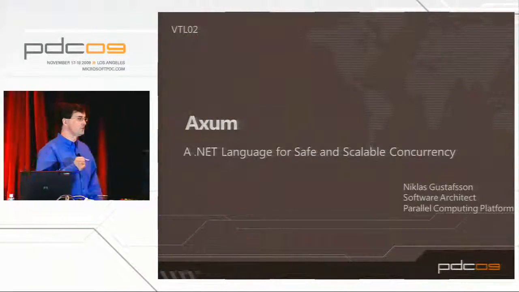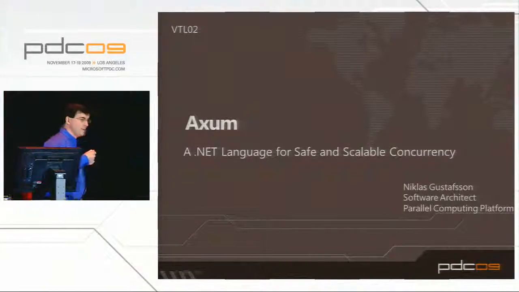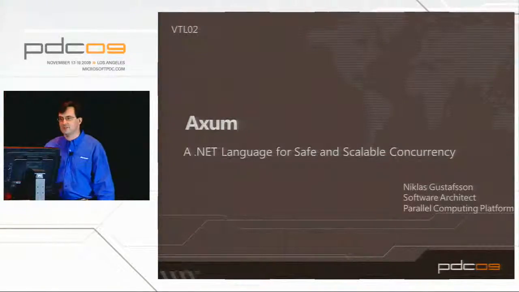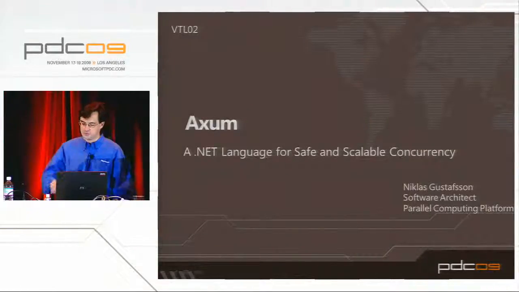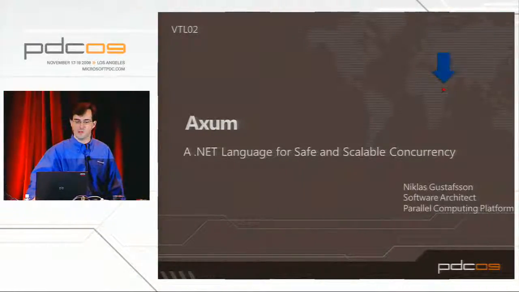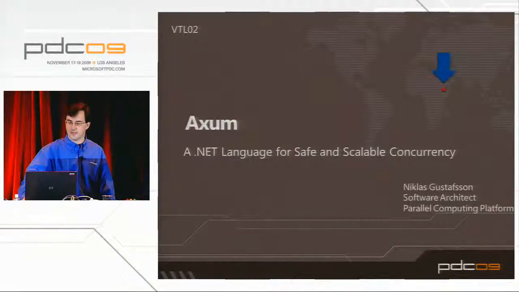Axum refers to, I don't know if you know this, but Microsoft code names for things that haven't shipped yet are always geographical locations. Axum refers to a small town in northern Ethiopia. It's a UNESCO World Heritage Site.